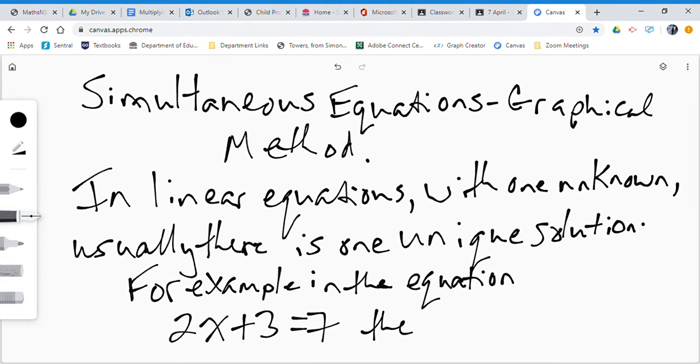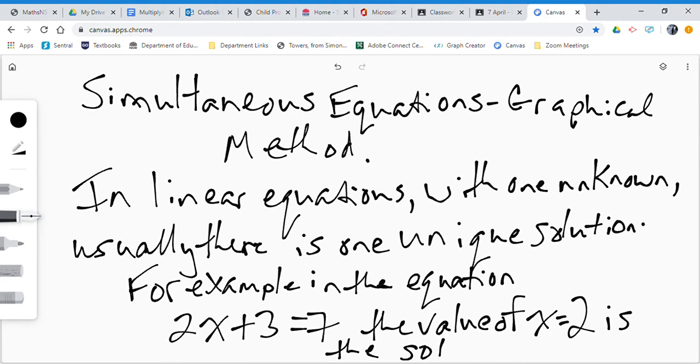The value of x equals 2. Let me redraw that 2 so it looks more like a 2 and less like a z. x equals 2 is the solution. Okay, so that's kind of where we're going to start.